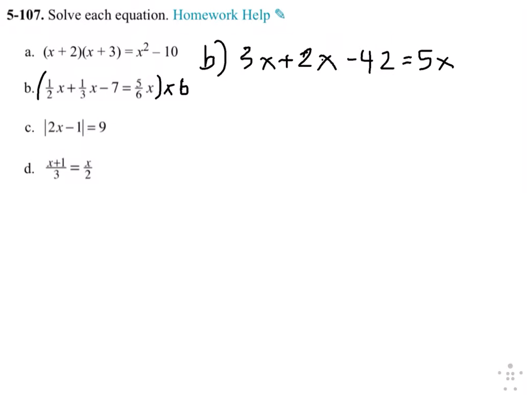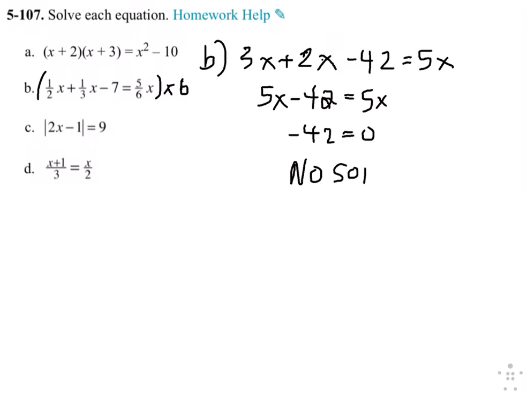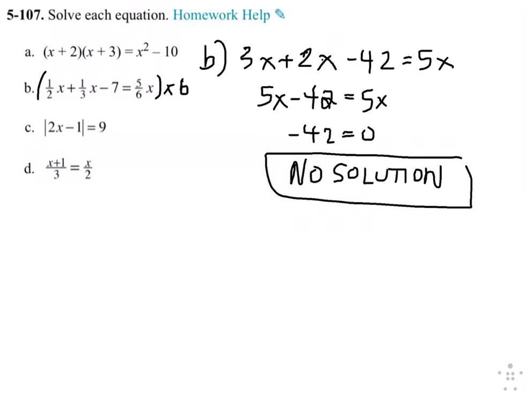Okay, so combining like terms, we have 5x minus 42 equals 5x. Subtract 5x from both sides, and I'm left with negative 42 equals 0. And I ask myself, when does negative 42 equal 0? Never. So it's no solution for B.